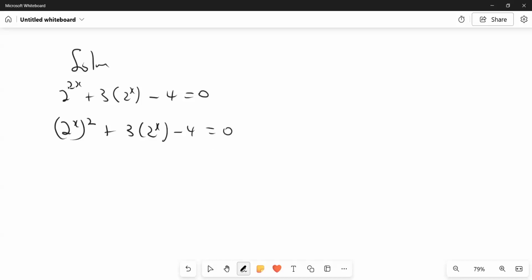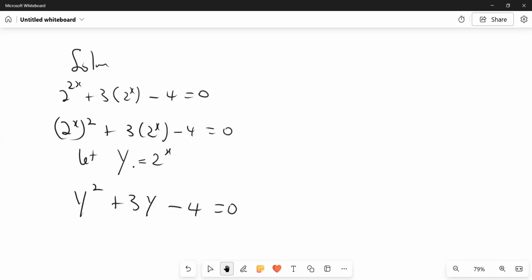See if you follow that. So I took this power here and split it up like this. The reason why is I want 2 to the x to be common here and here. Not 2x, 2 to the x common. So what I'll do now, I'll let big Y be equal to 2 to the x, right? So this equation becomes y squared plus 3y minus 4 equals 0.